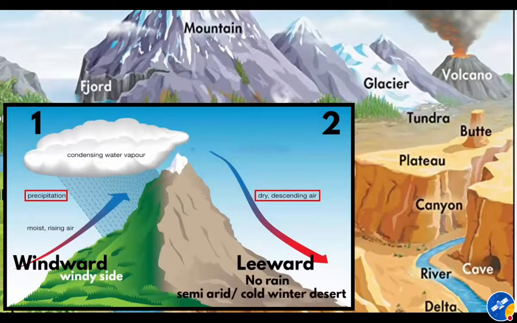So these semi-arid and cold winter deserts are found on the leeward side of a mountain, which are also known as rain shadow deserts. When moisture hits a mountain range, it is forced to rise. As a result, the air cools and forms cloud. Because of that, it rains on the windward side of the mountain. After that, when the air moves over the mountain top and begins to descend on the other side, there is very little moisture left. The descending air warms up, making it difficult to form clouds. Hence, there is no rain on the leeward side of the mountain. So the region on the leeward side of a mountain also becomes a desert.